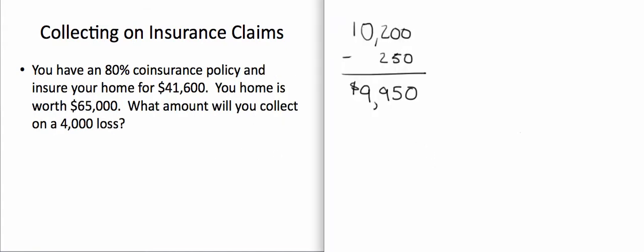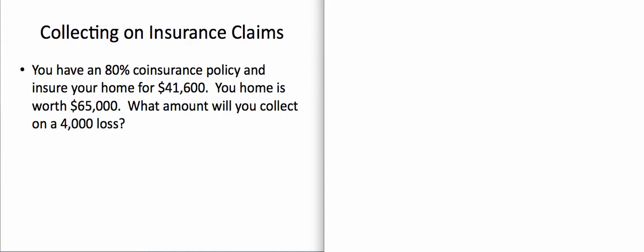This next example is a little bit more tricky. You have a co-insurance policy of 80%, and you insure your home for $41,600. Your home's worth $65,000. How much will you collect on a $4,000 loss? So you had a $4,000 loss.